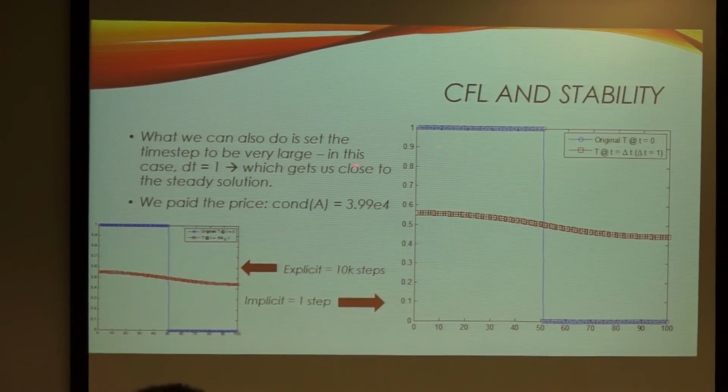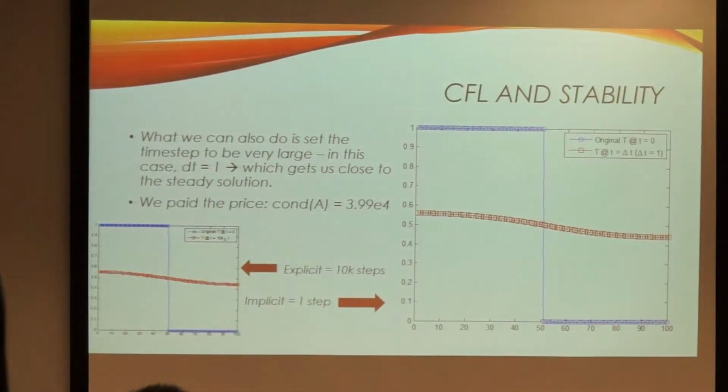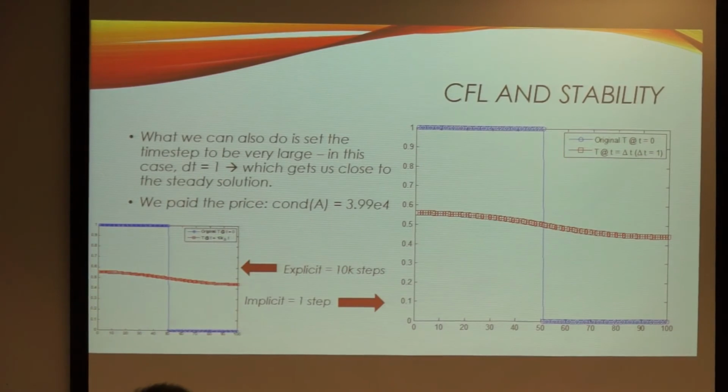We do pay a price. The condition number, if you type condition number of A, has jumped up to 40,000. Actually, that's not too bad. That condition number is not too large. But if you really want to go super steady, your dt should be something like 10,000. Then your condition number jumps up to 100 million. It still works, but with a condition number of 100 million, you're starting to get into the danger zone of condition numbers. You're starting to approach singular.